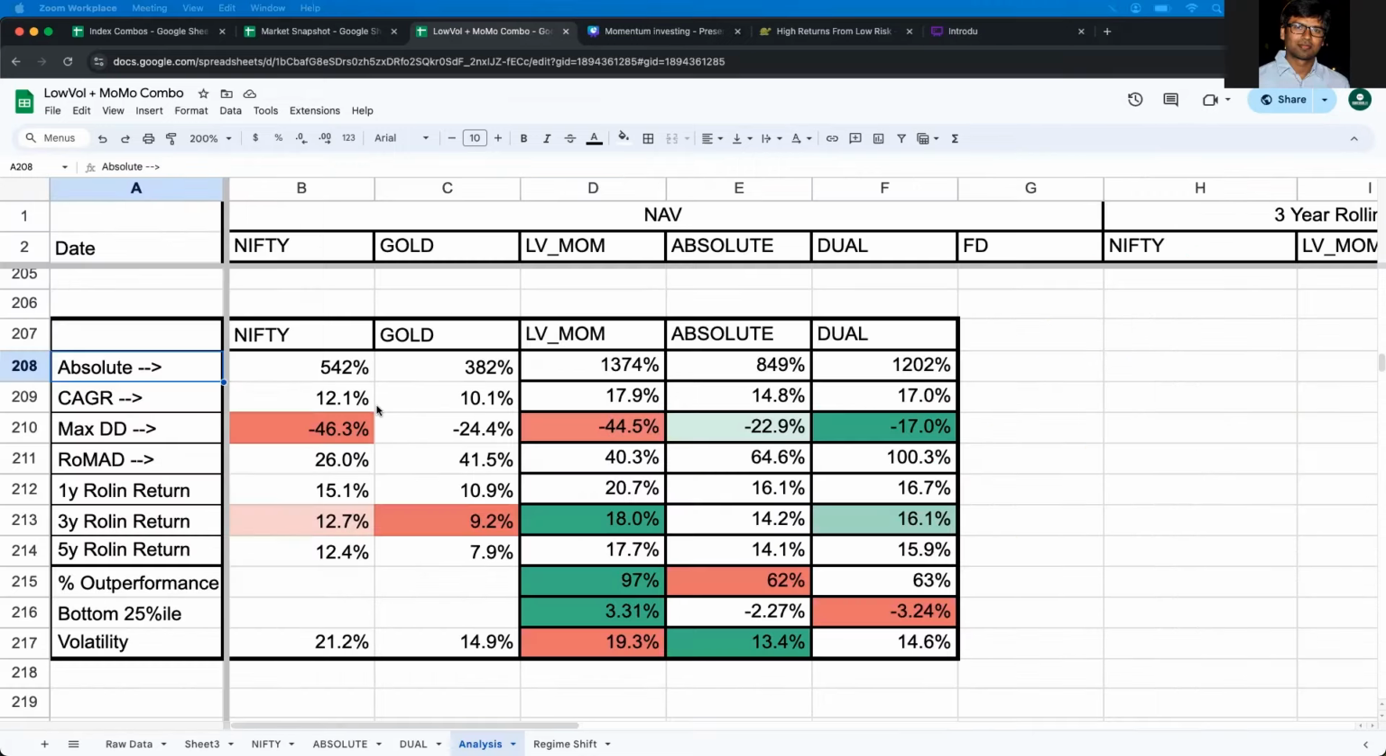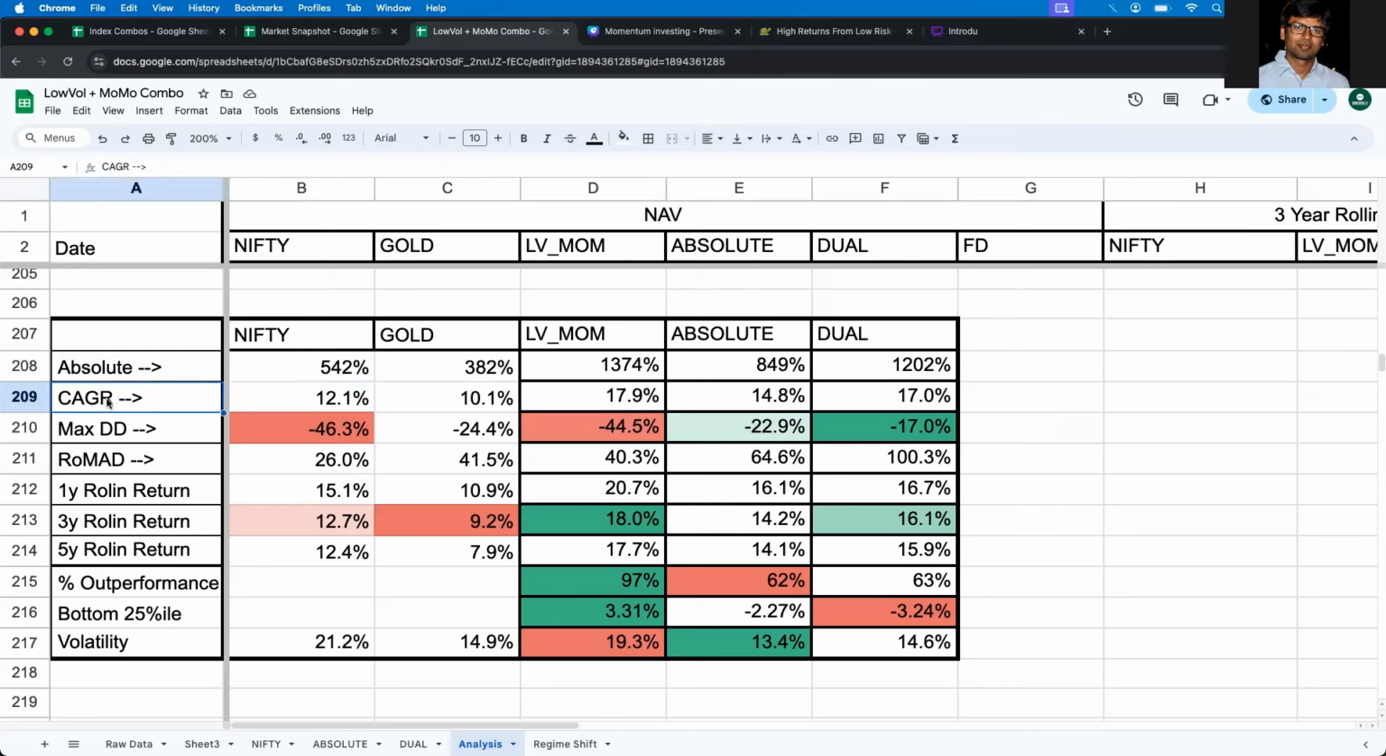So this is the final analysis table. We'll compare all the 5 different strategies on different parameters. So let's take a look at what parameters we are comparing. We'll first see the absolute returns, or the point-to-point returns. As I mentioned, it has a bias, so we'll not be giving much weightage to these returns. But as you can see in absolute terms, LVMOM does phenomenally well, and dual momentum comes a close second. You can compare Nifty and gold. These are way less than any of the combinations of LVMOM, either absolute or dual.